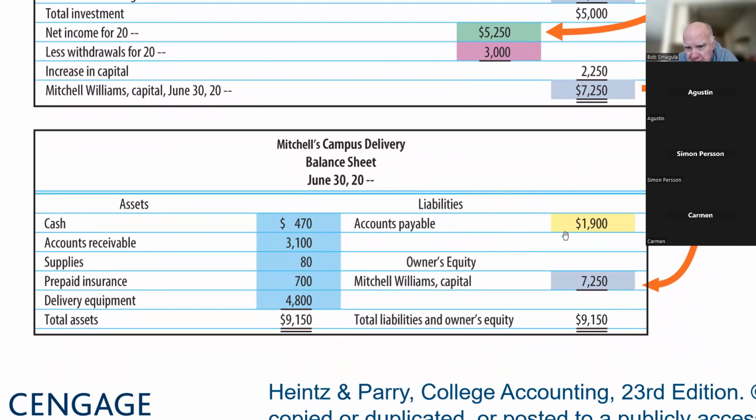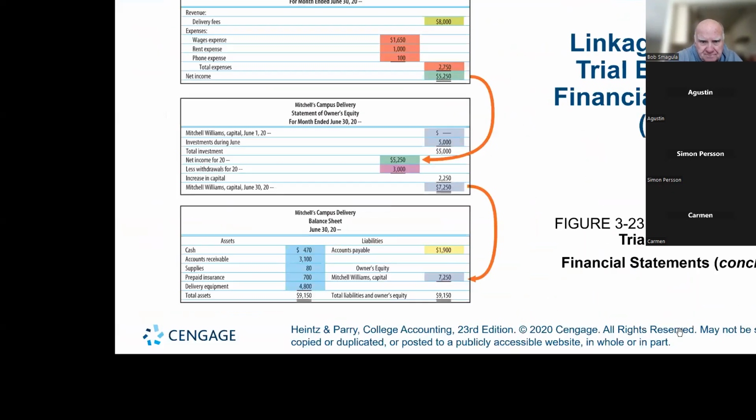Accounts payable is 1,900. But the capital is no longer $5,000. It's no longer $5,000. What did it grow to? 7,250. You bring that down and we're in balance. Okay.